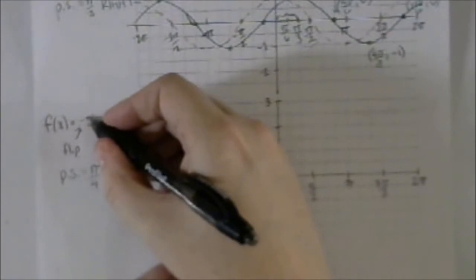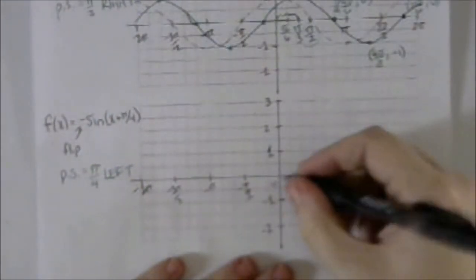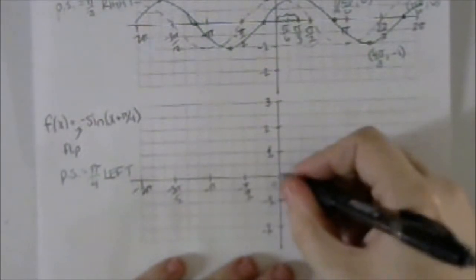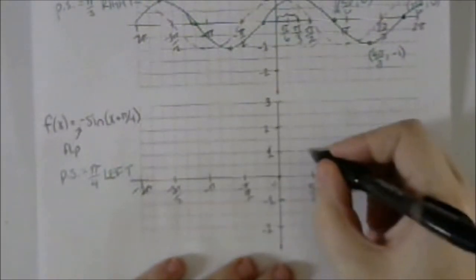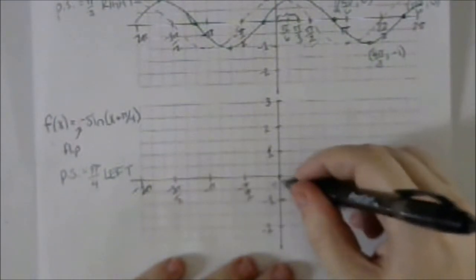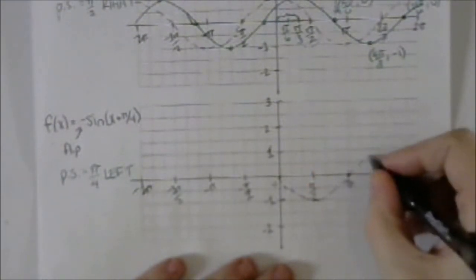Give yourself a plain sine graph with just the flip. Remember our first one, we want to do the amplitude and the period without the shift. So I know sine starts at 0, ends at 2 pi, midpoint in between. Normally I would go up to 1 and down to -1, but because it's negative, I'm going to go down to -1 and then back up to 1.